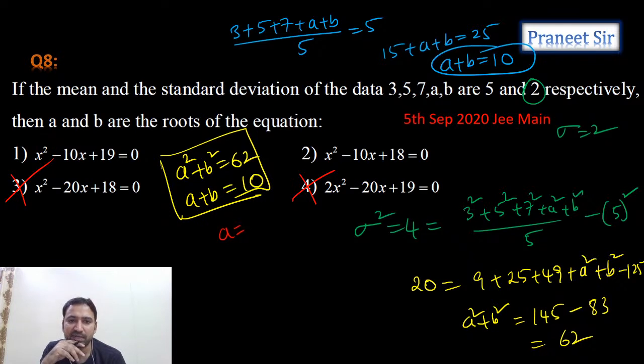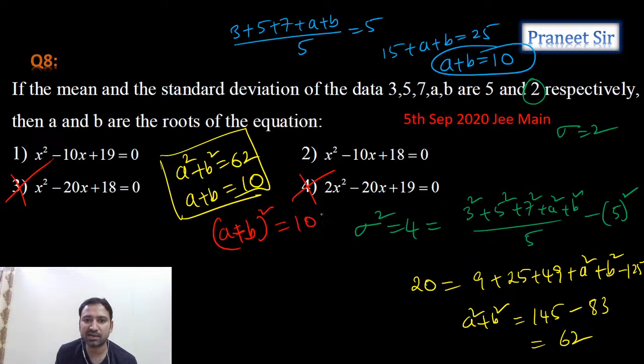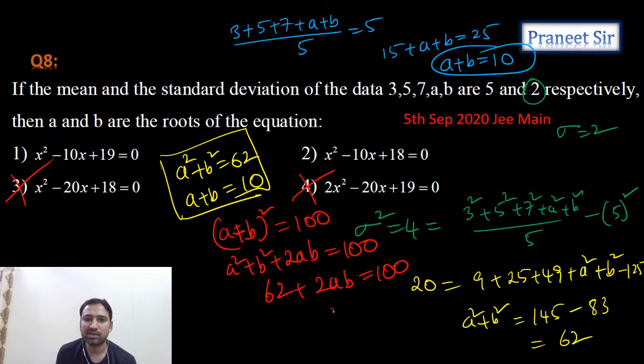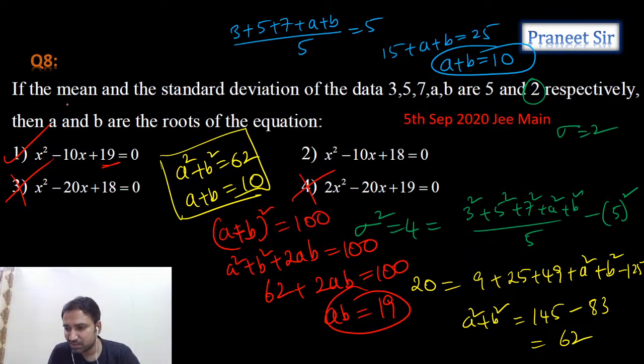Right. So what we'll do is calculate the product of the roots, guys. To calculate the product of the roots, take a plus b whole square. a plus b whole square is 100. So a square plus b square plus 2ab is equal to 100. And a square plus b square we know: 62 plus 2ab is equal to 100. And what is ab, guys? 2ab is 38, ab is 19. So the product of the roots is 19, guys, which we have in the first option. Correct? So guys, is it clear? So the product of the roots we're getting is 19.